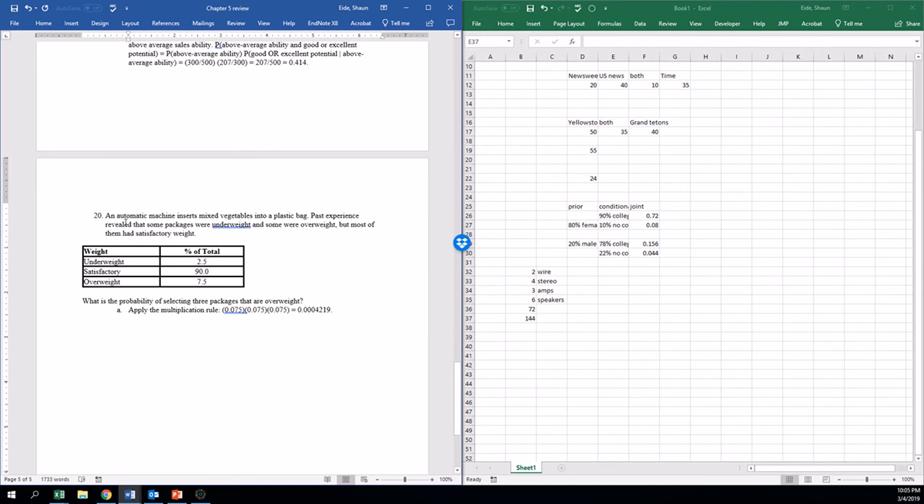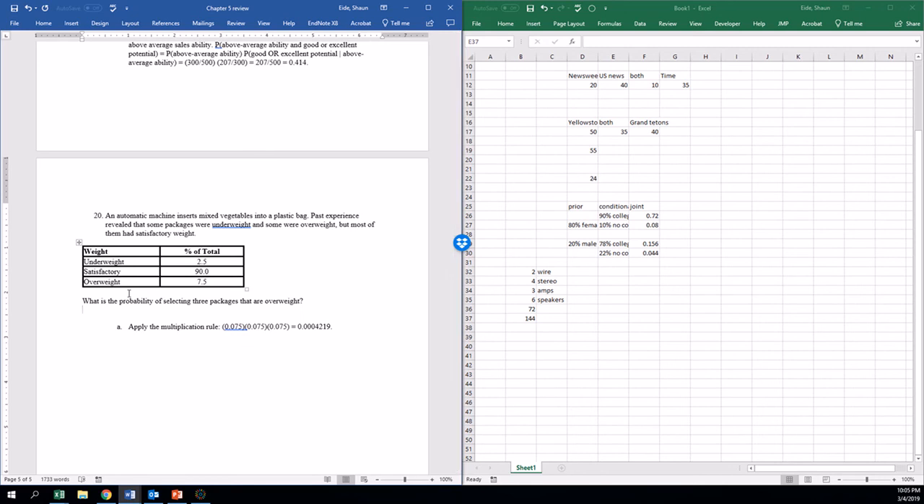An automatic machine inserts mixed vegetables into a plastic bag. Past experience revealed that some packages were underweight and some were overweight, but most of them had satisfactory weights. The question is asking, what is the probability of selecting 3 packages that are overweight? The probability of selecting an overweight package every single time is 7.5 percent. That is the probability of selecting an overweight package.